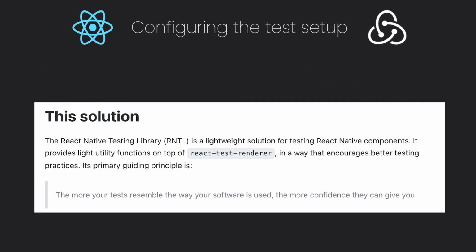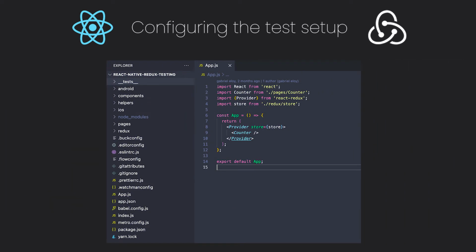Quoting its own documentation, the React Native testing library is a lightweight solution for testing React Native components. It provides light utility functions on top of React Test Renderer in a way that encourages better testing practices. You can learn more about it by reading the library's documentation and by watching a video I made about it a while ago. I'll link both resources in the video's description so you can take a look at them later. With testing library installed, we are ready to start testing our application.